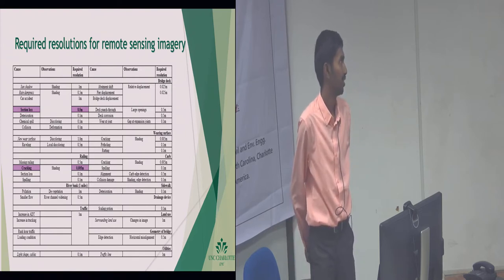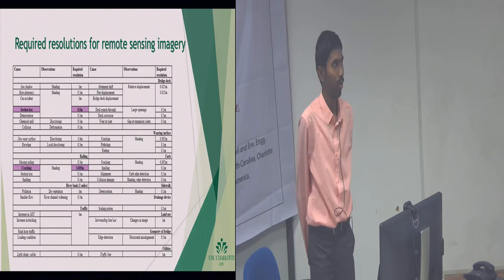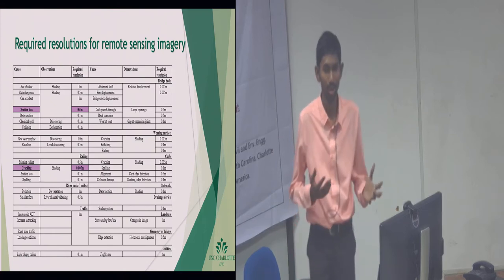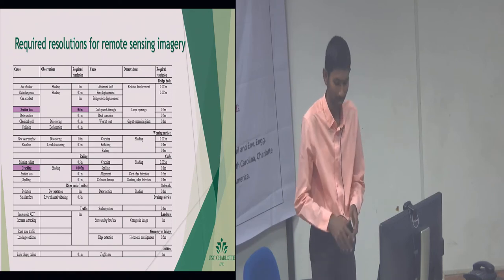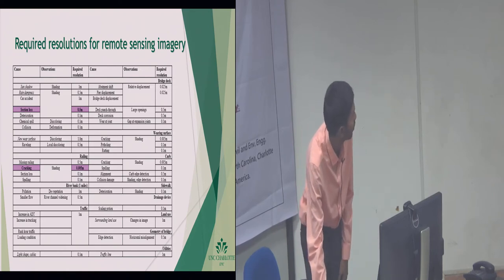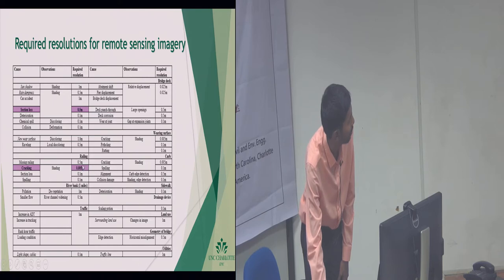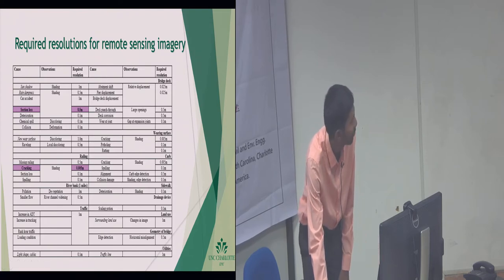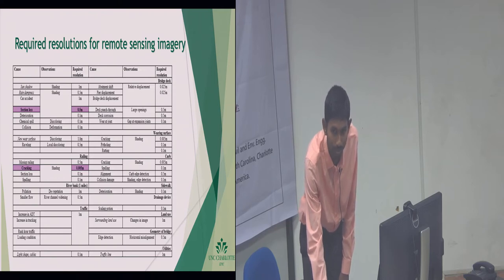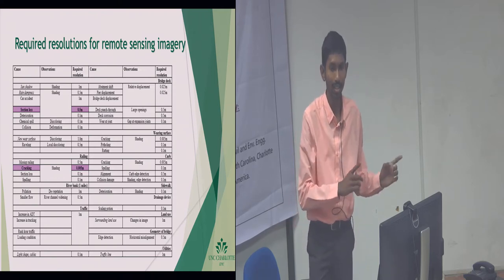Required resolutions for remote sensing imagery. This is an estimate of what resolution a remote scanner should have to capture these kinds of cases. So if we have a missing railing, we should have a resolution of 0.5 meters. Or if there's a chemical spill, then what would be physically observed is probably discoloring, and we should have a 0.1 meter resolution to capture that. This is just an estimate of the resolution of the scanner required.